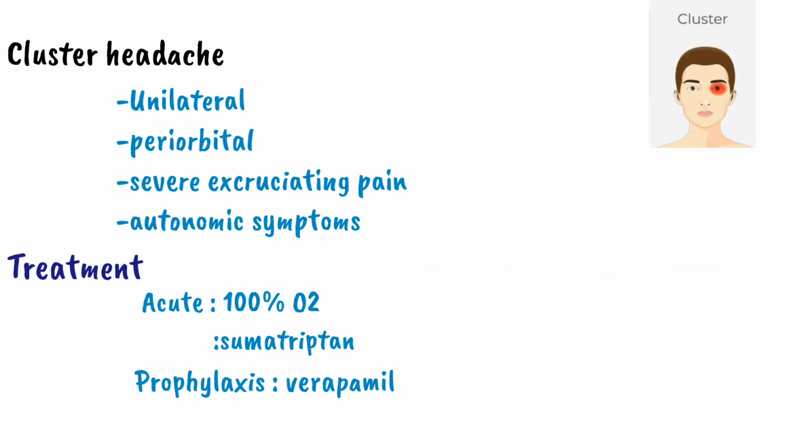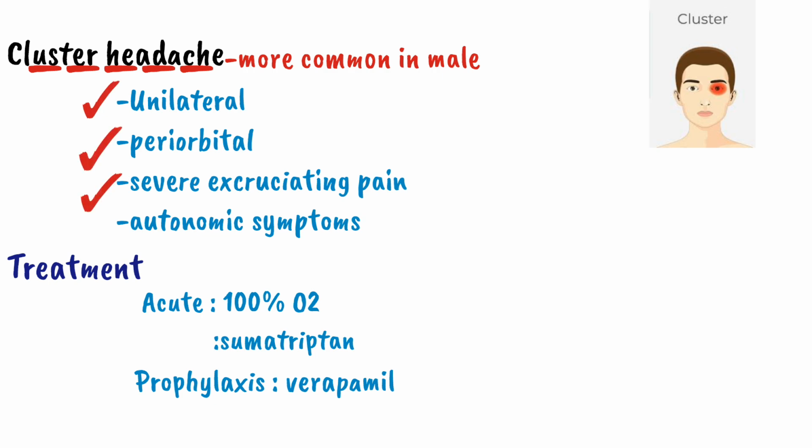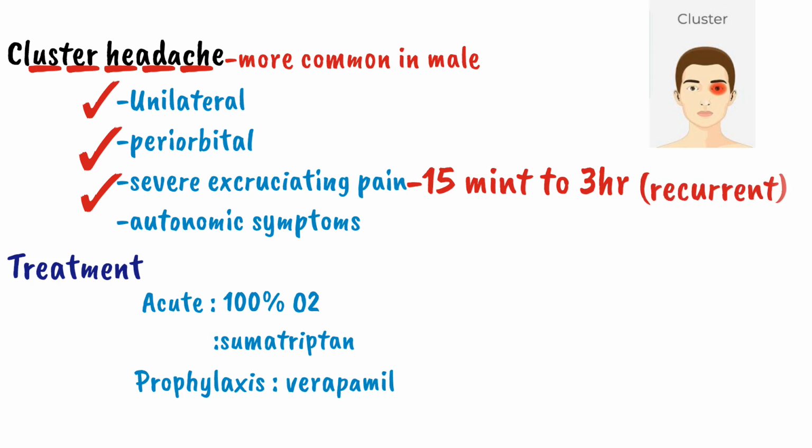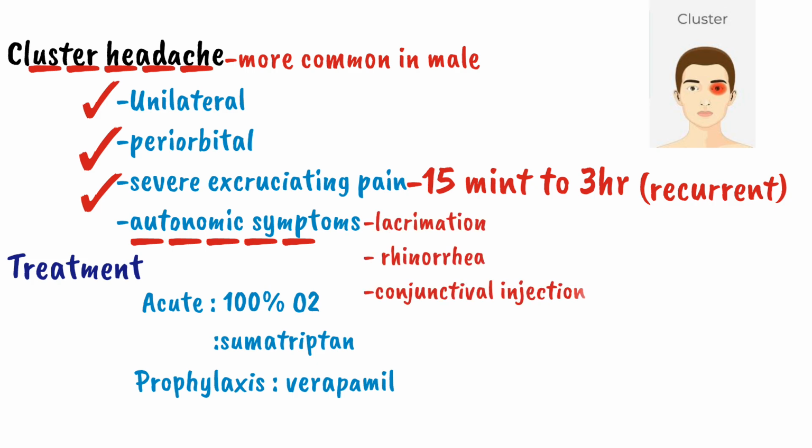Now come toward the third and last type of primary headache, the cluster headache. The cluster headache is more common in males. The patient will present with unilateral periorbital severe excruciating pain for about 15 min to 3 hours, and it will be a recurrent pain, and this pain will be associated with autonomic symptoms such as lacrimation, rhinorrhea, conjunctival injection, or sometimes Horner syndrome. To treat the cluster headache, we again divide the treatment into two types, acute treatment and prophylaxis.